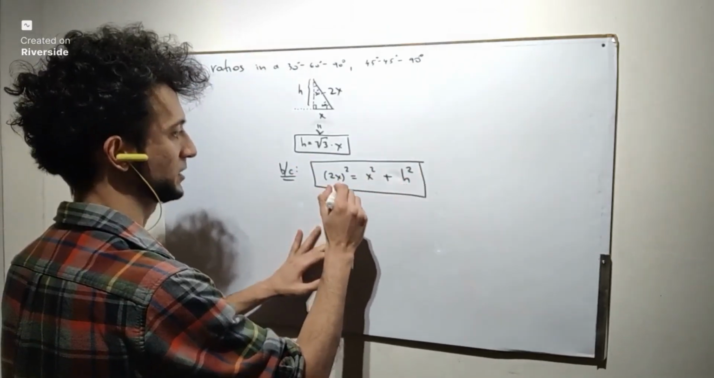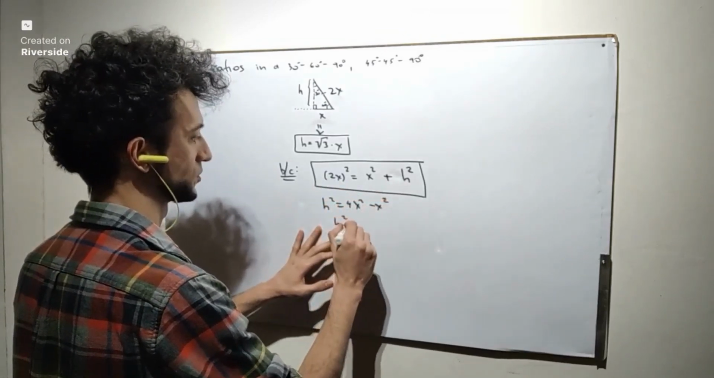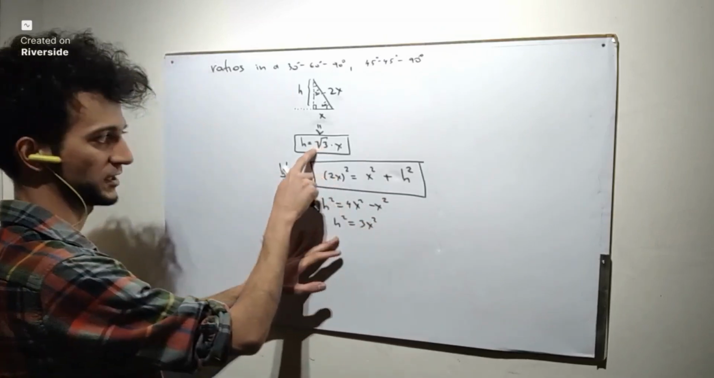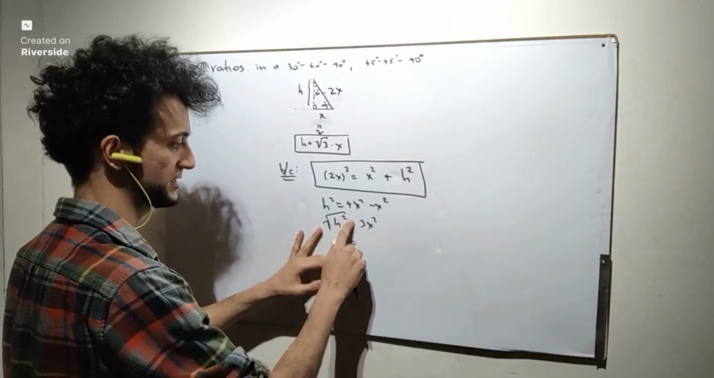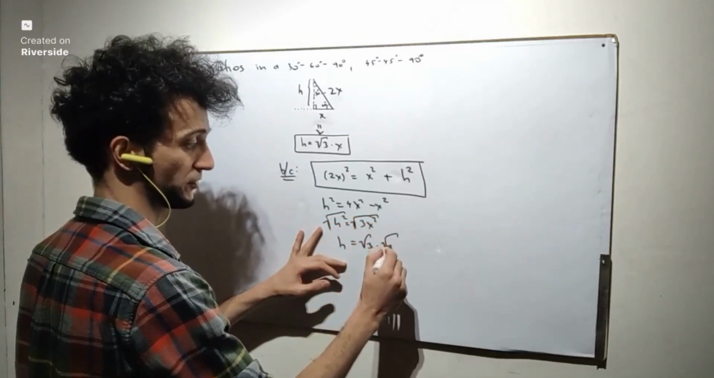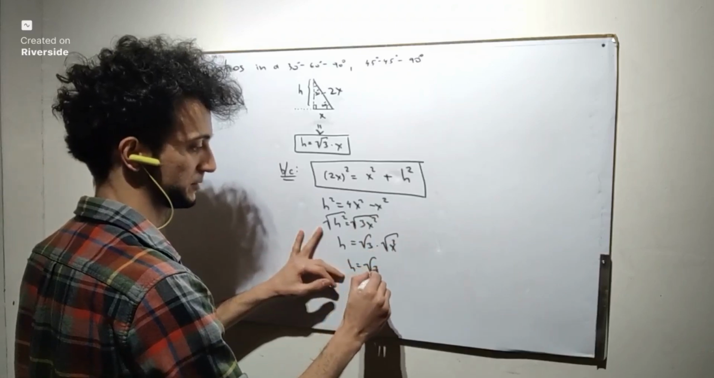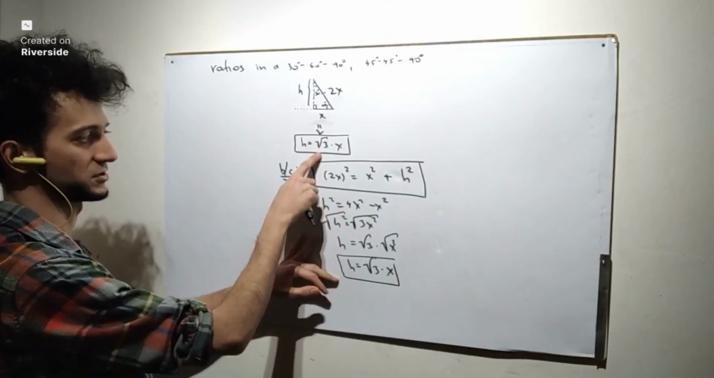If you isolate everything, you will have 4x squared minus x squared, and then h squared equal to 3x squared. Then you take the square root of both sides, and you arrive at square root 3 times the square root of x squared, but that's the same thing as square root 3 times just x. Hallelujah. So we justified to ourselves that this must be square root 3.